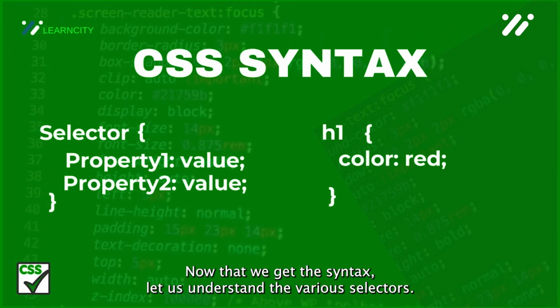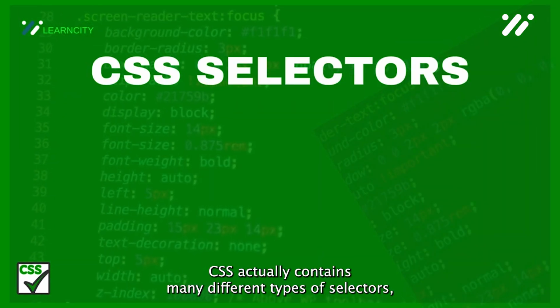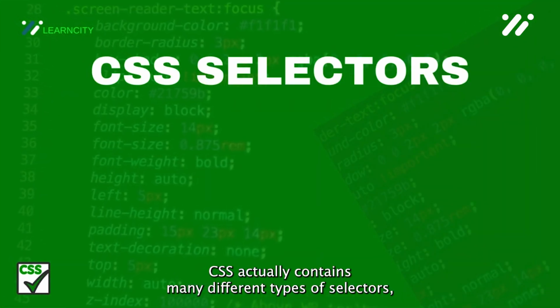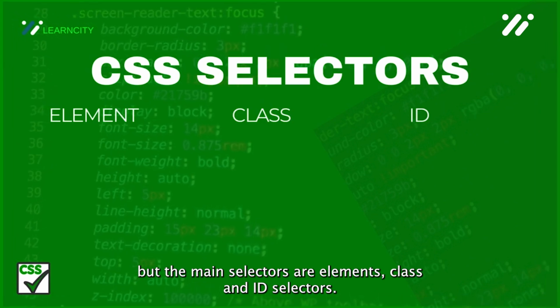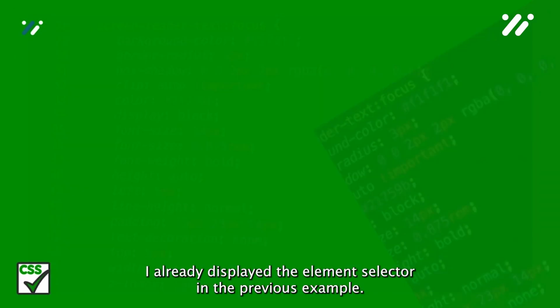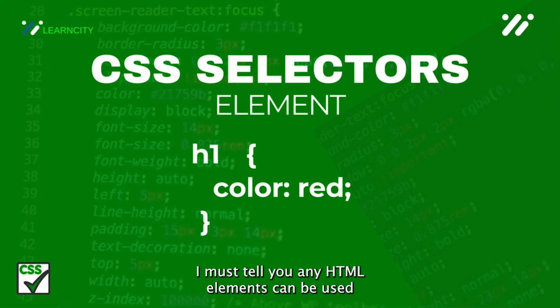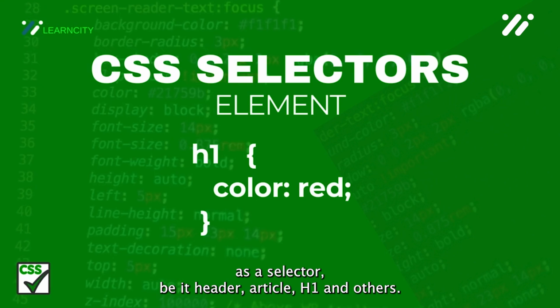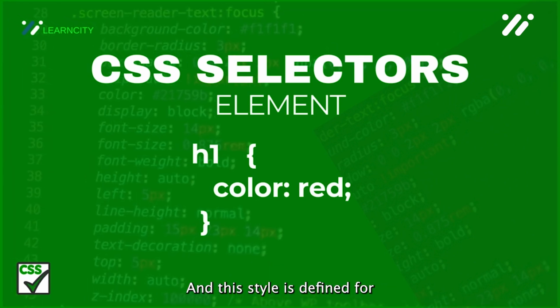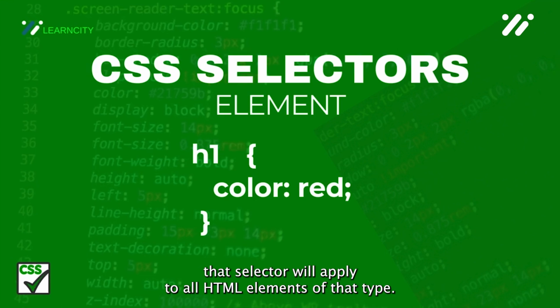Now that we get the syntax, let us understand the various selectors. CSS actually contains many different types of selectors, but the main selectors are element, class, and ID selectors. I already displayed the element selector in the previous example. I must tell you, any HTML element can be used as a selector, be it header, article, H1, and others. And a style defined for that selector will apply to all HTML elements of that type.